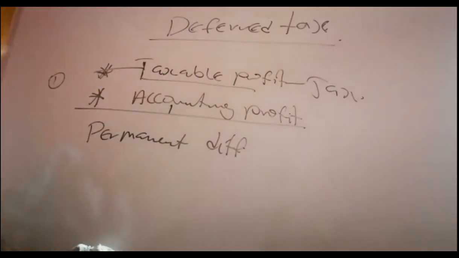So in fact, in a permanent difference, there's one transaction the accountant likes, but the tax authority doesn't like it, to create a difference. Or one transaction the tax authority likes, but the accountant does not like it. So to create what? A difference. So that is it.